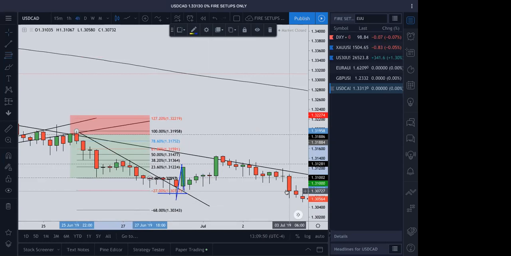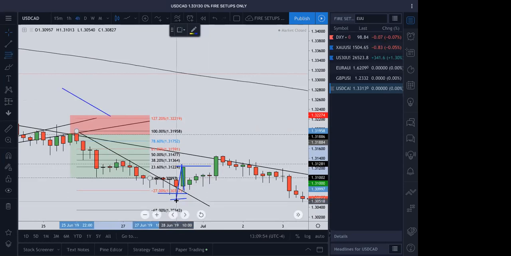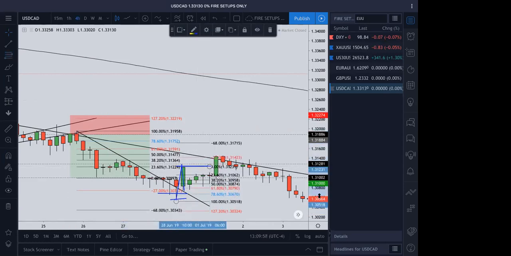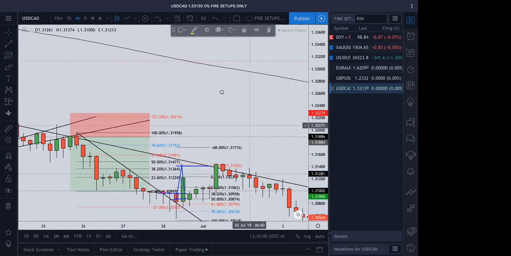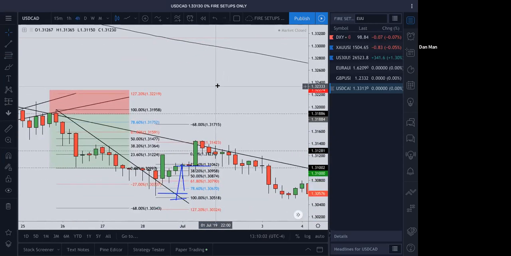Let's put the fib from low to high. Overall, it's still bearish. Lovely. What can you find? The price bounced on the? Negative 27. Come on. Oh, sorry, the trend line break. 61.8. What is the final move? Negative 27.